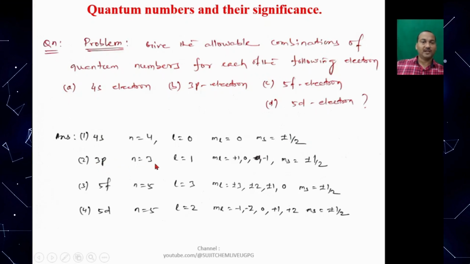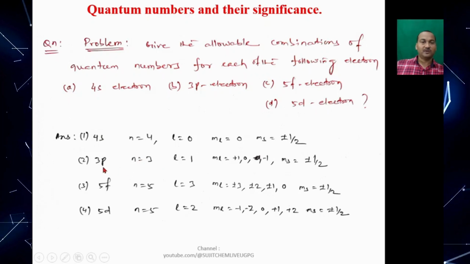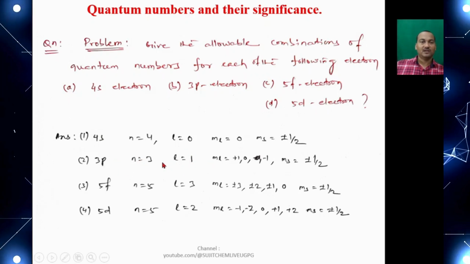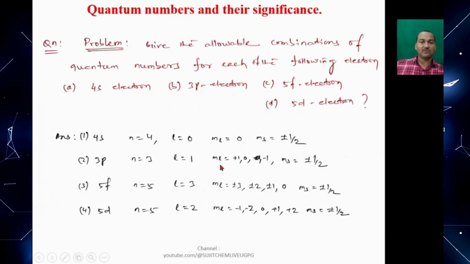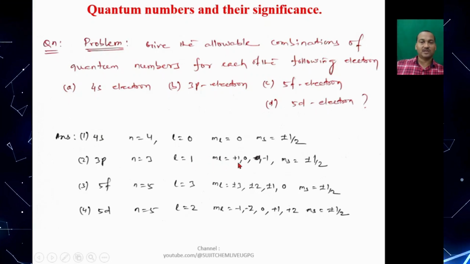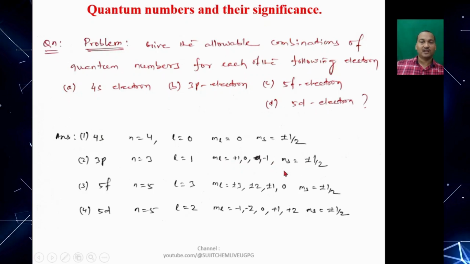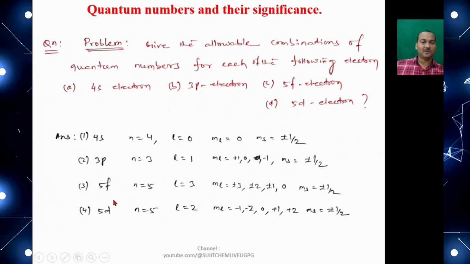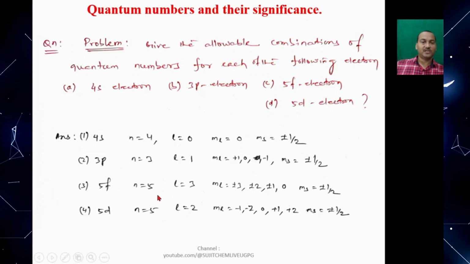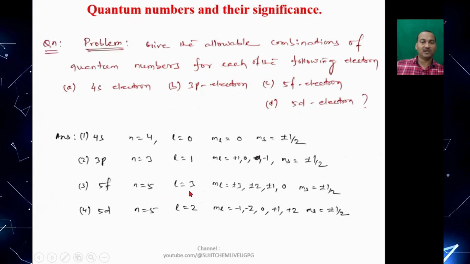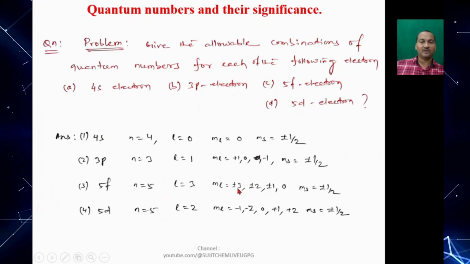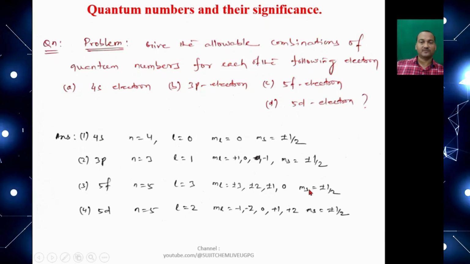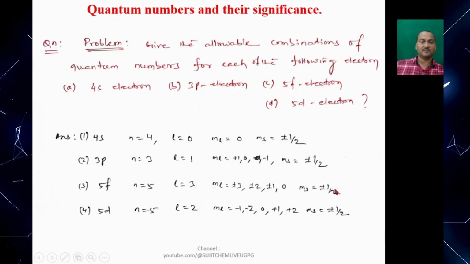For 3p orbital, n equal to 3, the principal quantum number, and L value will be equal to 1, the azimuthal quantum number for p orbital. With L equal to 1, the magnetic quantum number M will be plus 1, 0, minus 1, and the spin quantum number will be plus minus half. Similarly for 5f orbital, the principal quantum number n is 5, for f orbital L equal to 3, so the magnetic quantum number M will be plus minus 3, plus minus 2, plus minus 1, 0. So you have 7 values, and ms value will be plus minus half.